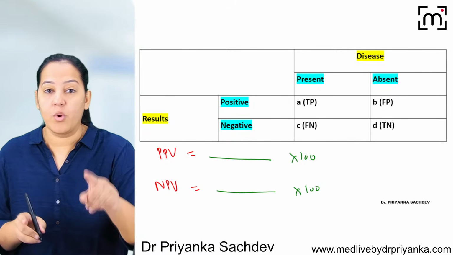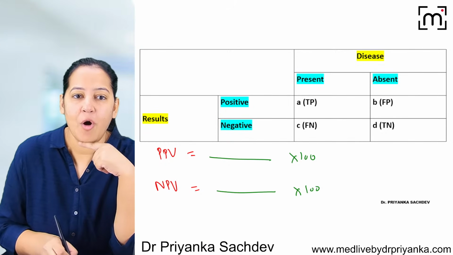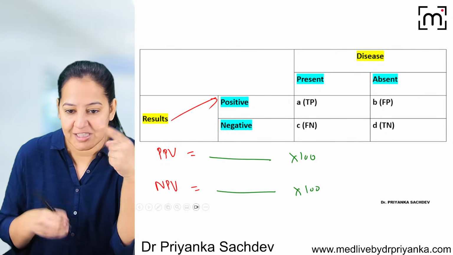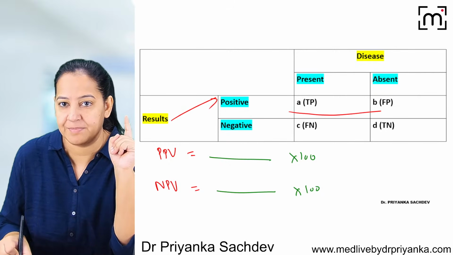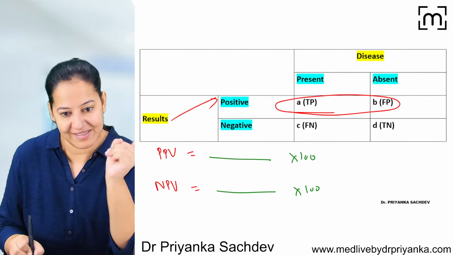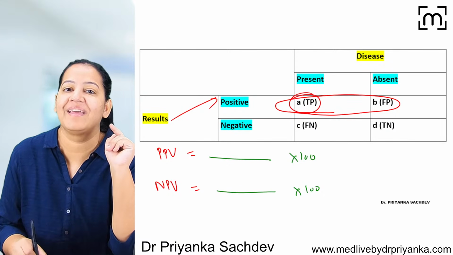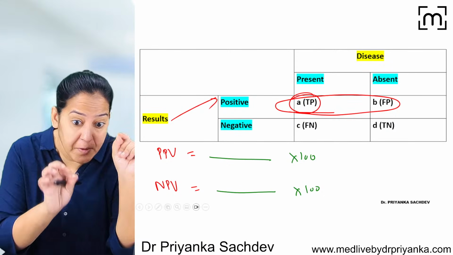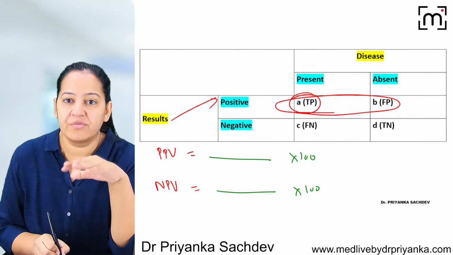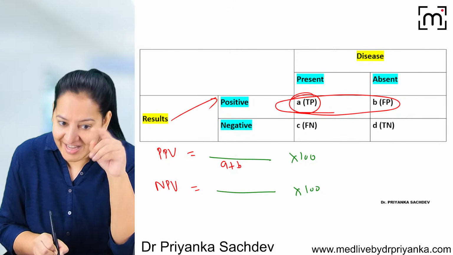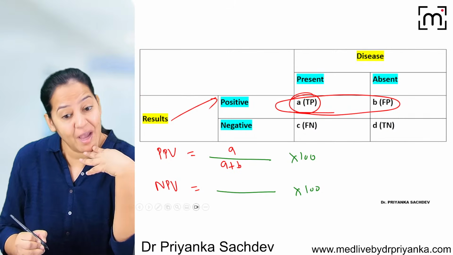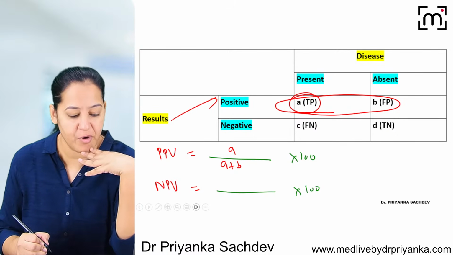Now let me explain what positive predictive value is. In how many of them is the test positive? Say, ma'am, A plus B. In A plus B, the test is saying the results are positive. But actually, the disease is present only in A. That is the positive predictive value of this test. So out of them, the test is saying positive, actually the disease is present in A. So A upon A plus B. That is the formula of positive predictive value.